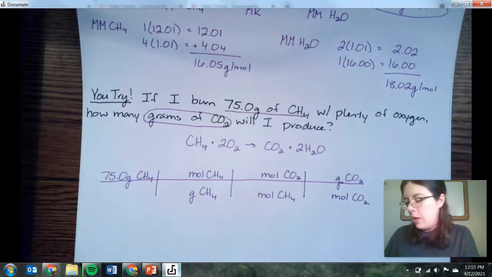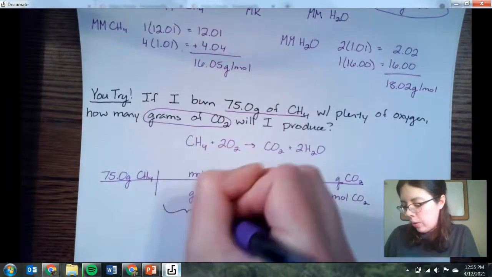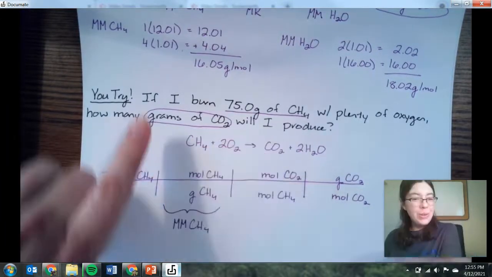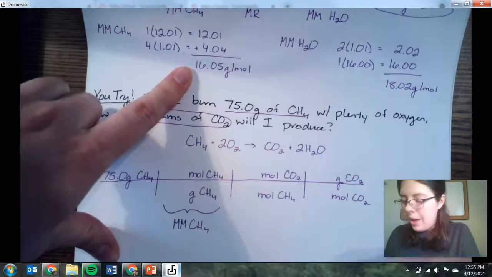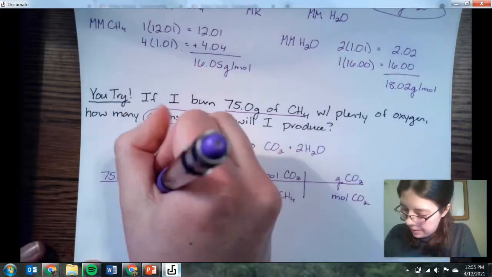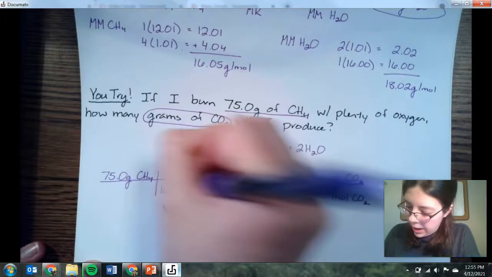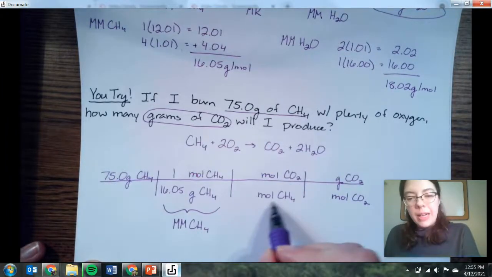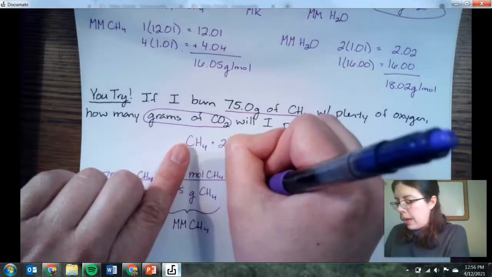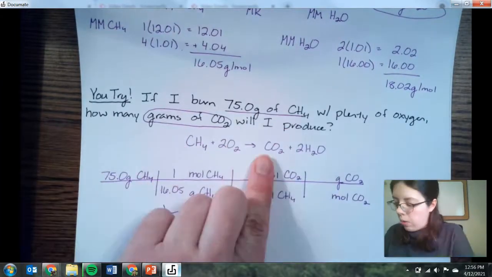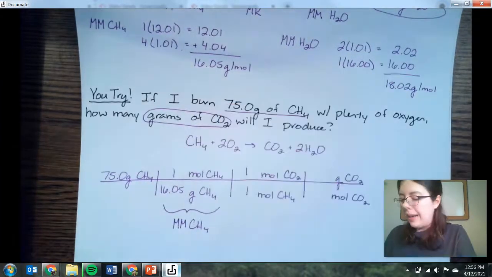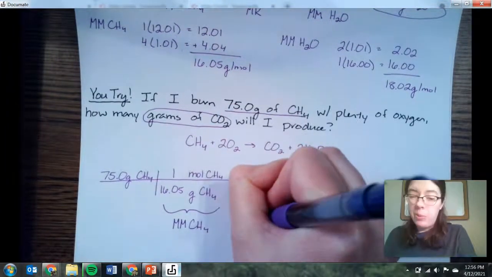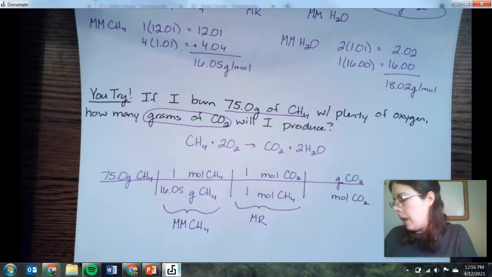Okay, so here we have molar mass of CH4, which we already calculated, so I'm just going to use those same numbers over. So we have 16.05 grams per 1 mole. From our periodic table, we have 1 mole of methane to 1 mole of carbon dioxide. And yes, you do need to write this step. Do not skip this. It will cause you to mess up.